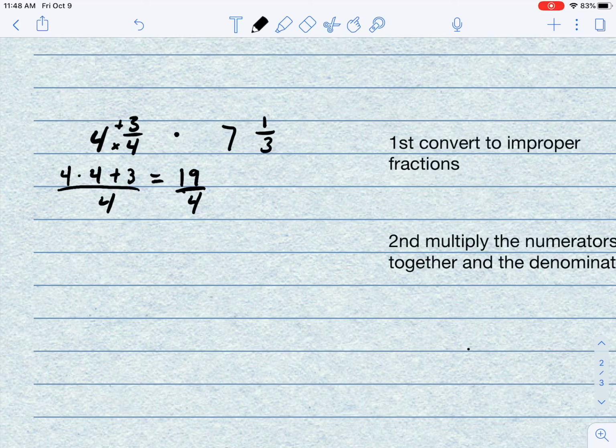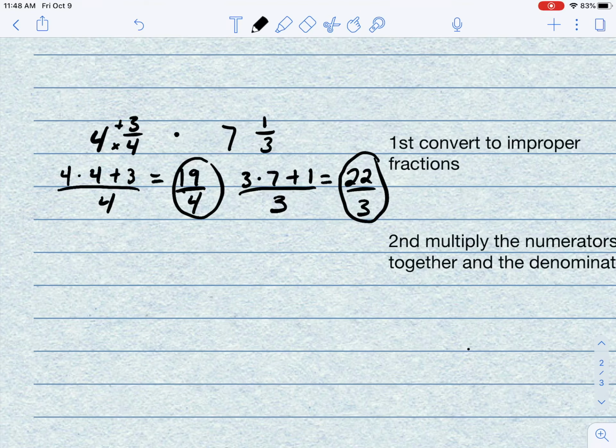Next one, so same thing. It's going to be denominator times whole number plus numerator. That's going to be 21 plus 1, which is 22. Okay. Once again, our denominator stays the same. So we now have our two improper fractions. So we've done step 1.